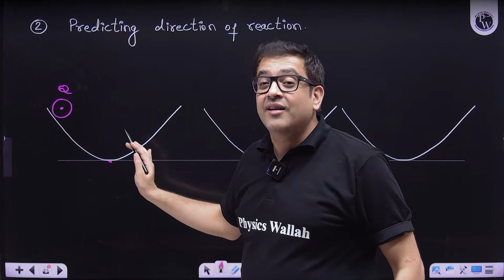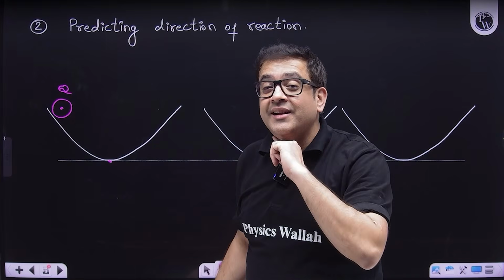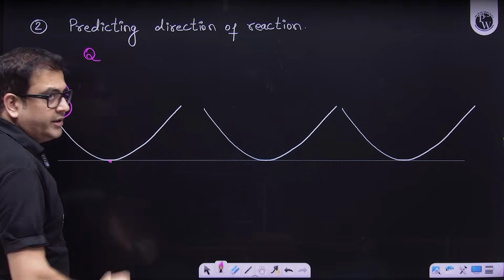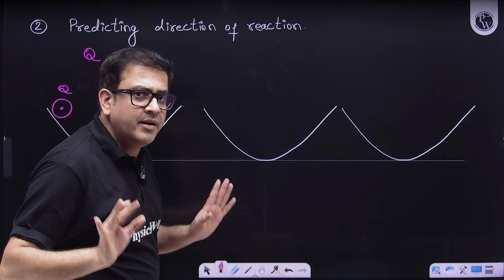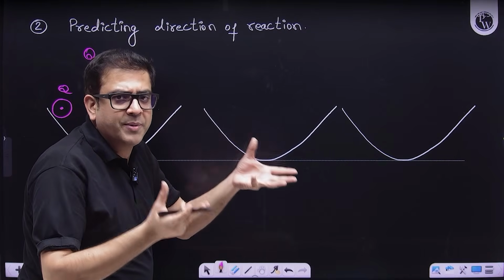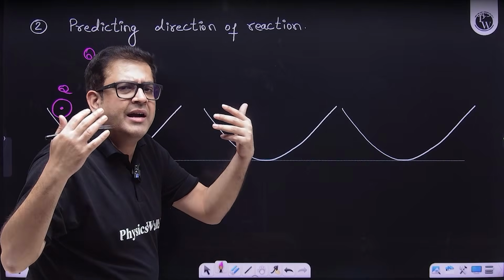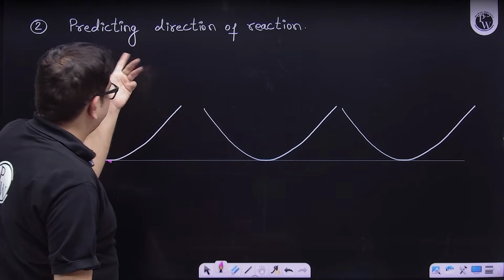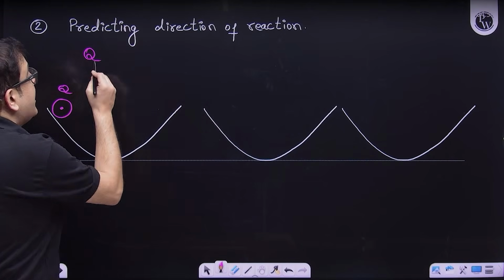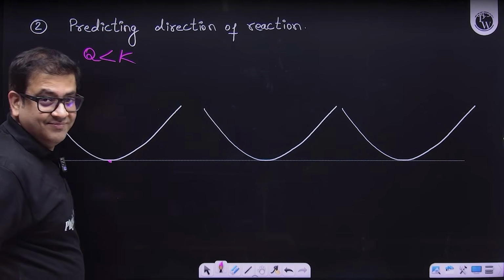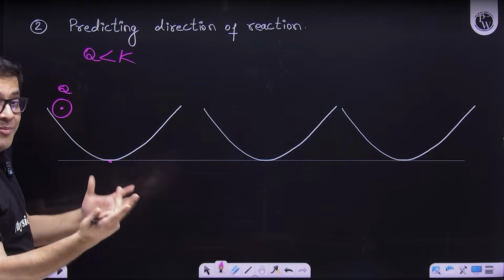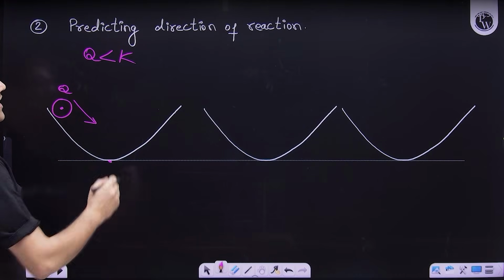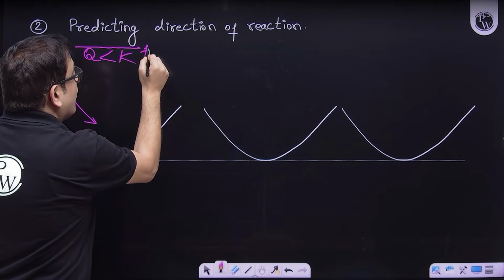So over here, what is the scenario? If you mathematically calculate Q, just in the same way you calculate K, but those concentration or pressure values are not at equilibrium. They are at any time T. So for any time T, you again apply product upon reactant and calculate Q. If that Q came out to be less than K, it is this situation. So where will the ball go? Sir, it will go forward. So where will the reaction go? In such cases, the reaction will also go in the forward direction.